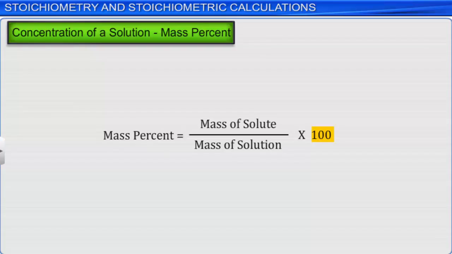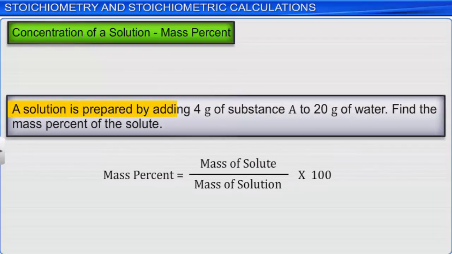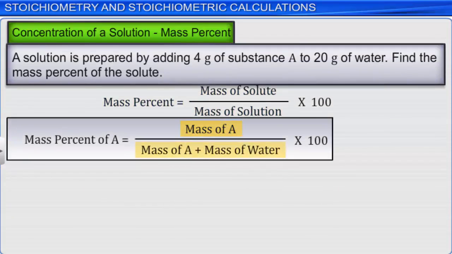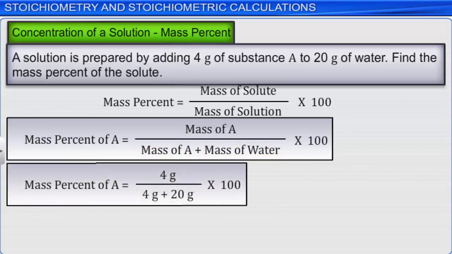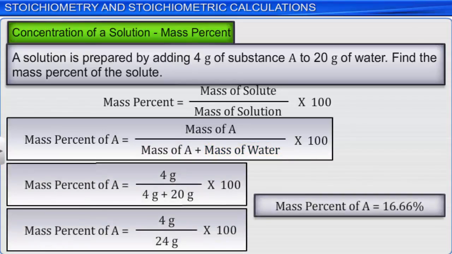For example, let's say a solution is prepared by adding 4 grams of substance A to 20 grams of water. We need to find the mass percent of the solute. Based on the mass percent formula, we need to divide the mass of A by the mass of the solution, that is, mass of A plus the mass of water. After performing the mathematical calculation, we get the mass percent of A as 16.66.